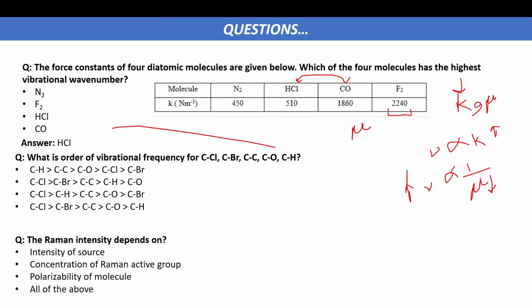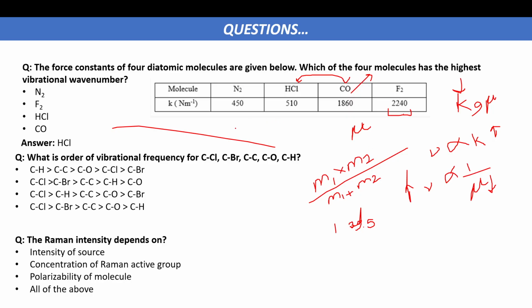See, for reduced mass mu, you need M1 M2 upon M1 plus M2, that is M1 into M2 upon M1 plus M2. For HCl, M1 will be 1. For chlorine, it will be 35.5. For carbon, 12 and for oxygen 16. Similarly, for N2 and F2 you can calculate.